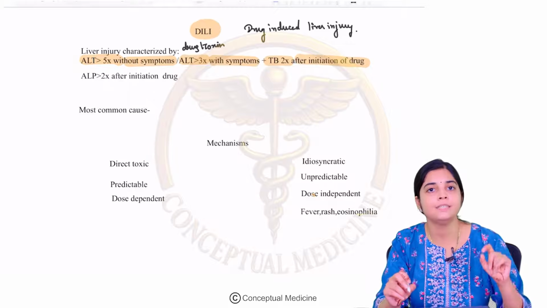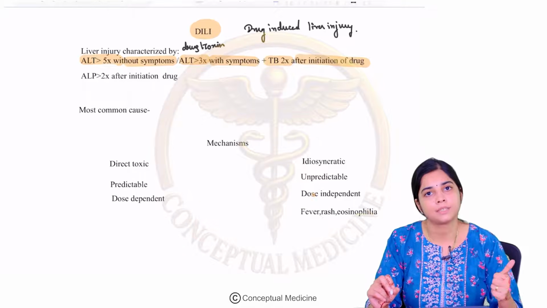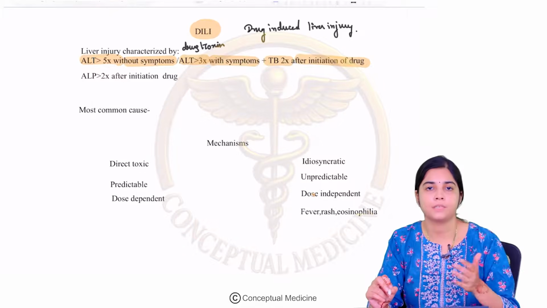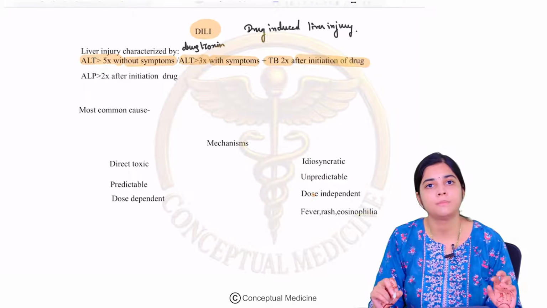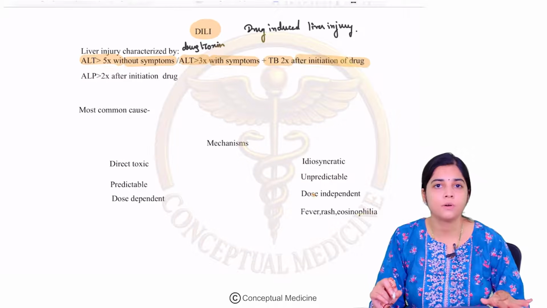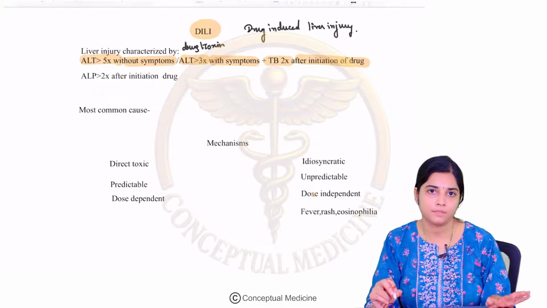Okay, so after the initiation of the drug, maybe it can happen immediately, sometimes it can happen after 1 week, sometimes after 3 to 5 days. So there can be nausea, vomiting, anorexia, jaundice. All of these features happen because of damage of the liver by the drug.